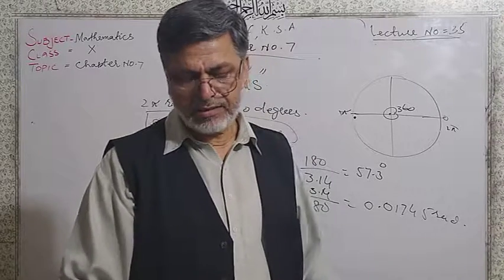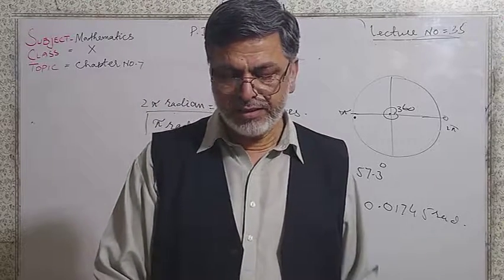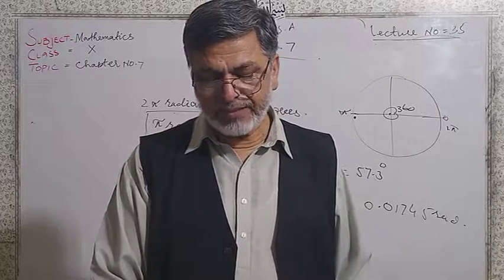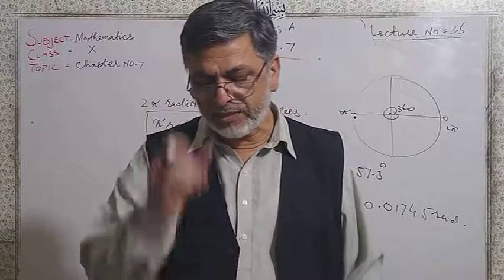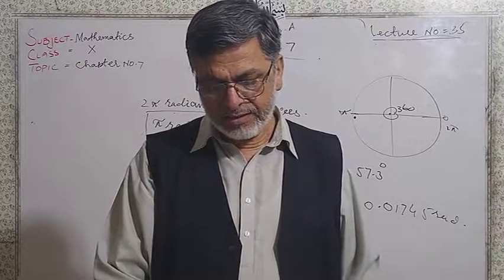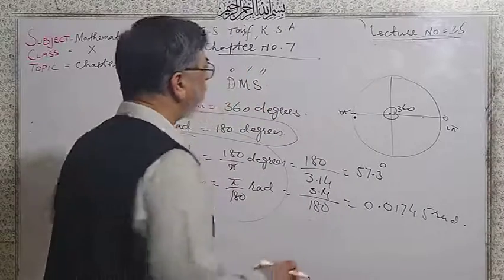Dear students, in exercise 7.1, we are given questions number 4 and 5. Express the following angles into radians. Then question number 5 is radians into degrees. We have to convert them.